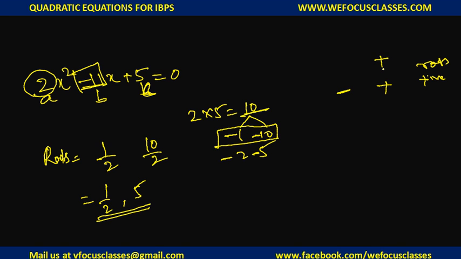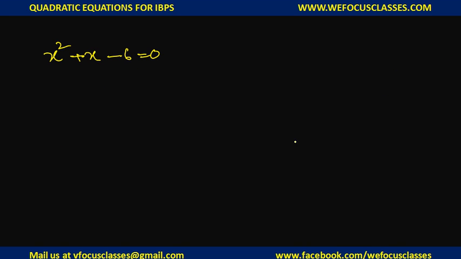Earlier, C value is positive, B value is positive, roots are negative. See, friends, when C value is positive, you will be getting either roots positive or negative. Remember this thing, friends. Now go to the next problem.